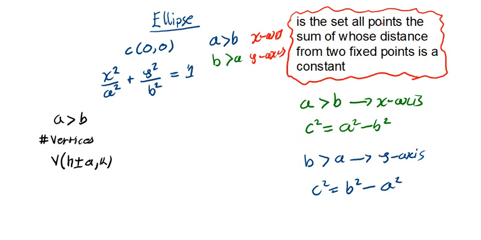Then for the core vertices, let me just say CV, meaning core vertices. The core vertices are going to have the coordinates H comma K plus or minus A. Sorry, not A but B. This is when A is greater than B.